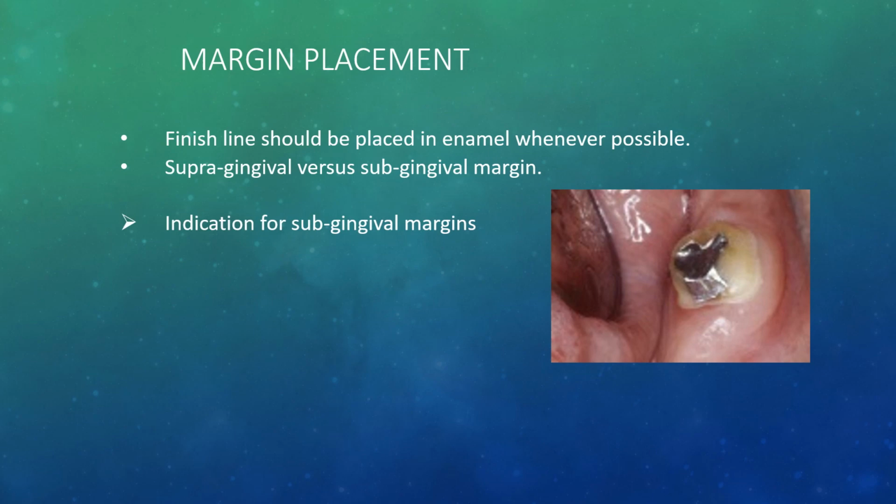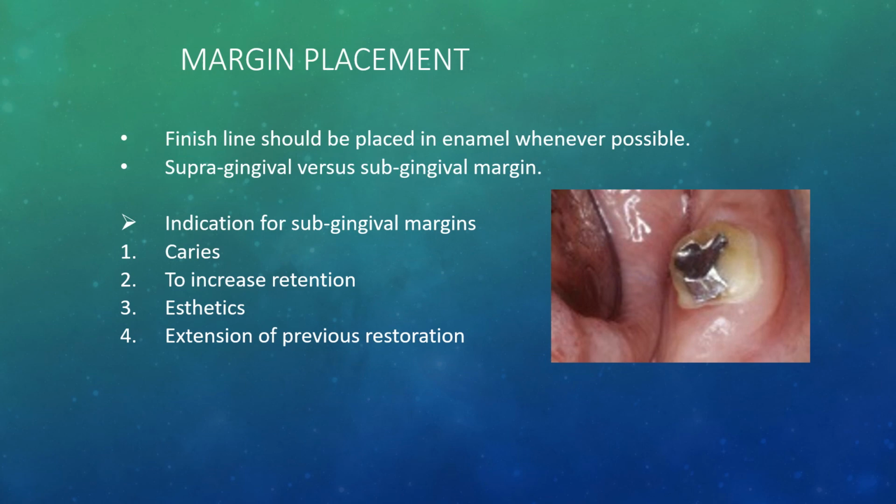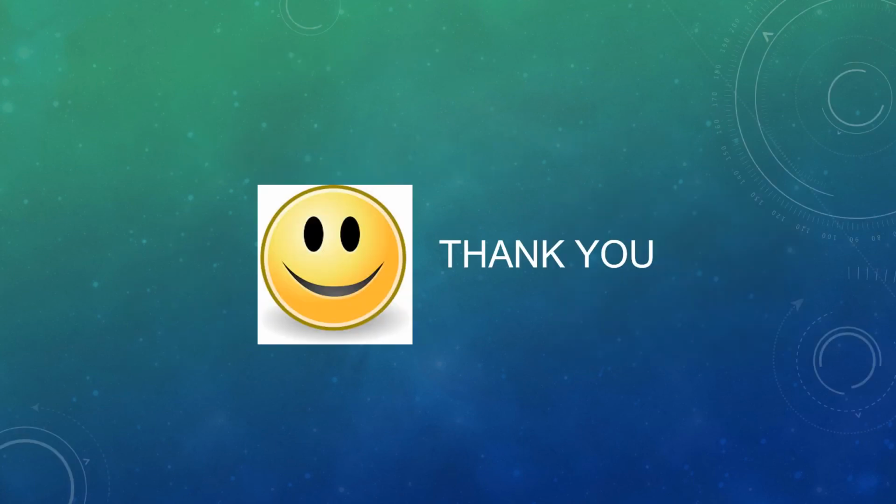The indications for subgingival margins are when there is already an existing carious lesion and you are going to restore it. The next is to increase the retention, suppose the crown length is very small. Then to improve the aesthetics in case of anterior restorations, and extension of a previous restoration, you indicate subgingival margins. Or if the tooth is subject to any trauma, in those cases you will have the margin subgingivally. But as much as possible, we must try and avoid placing subgingival margins.